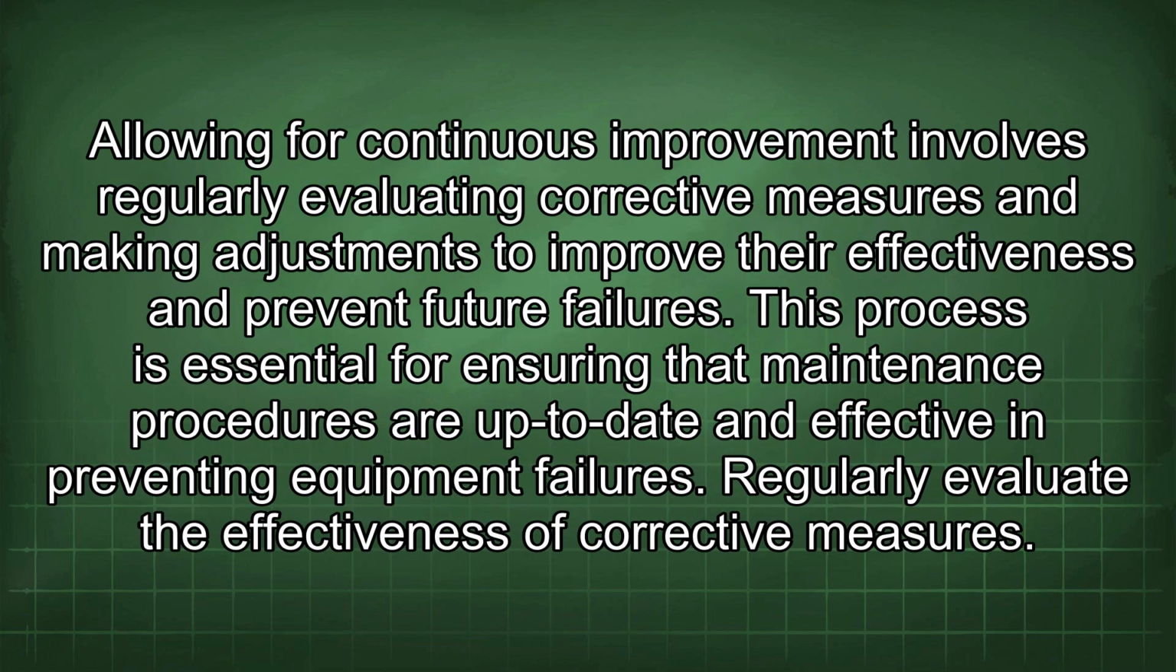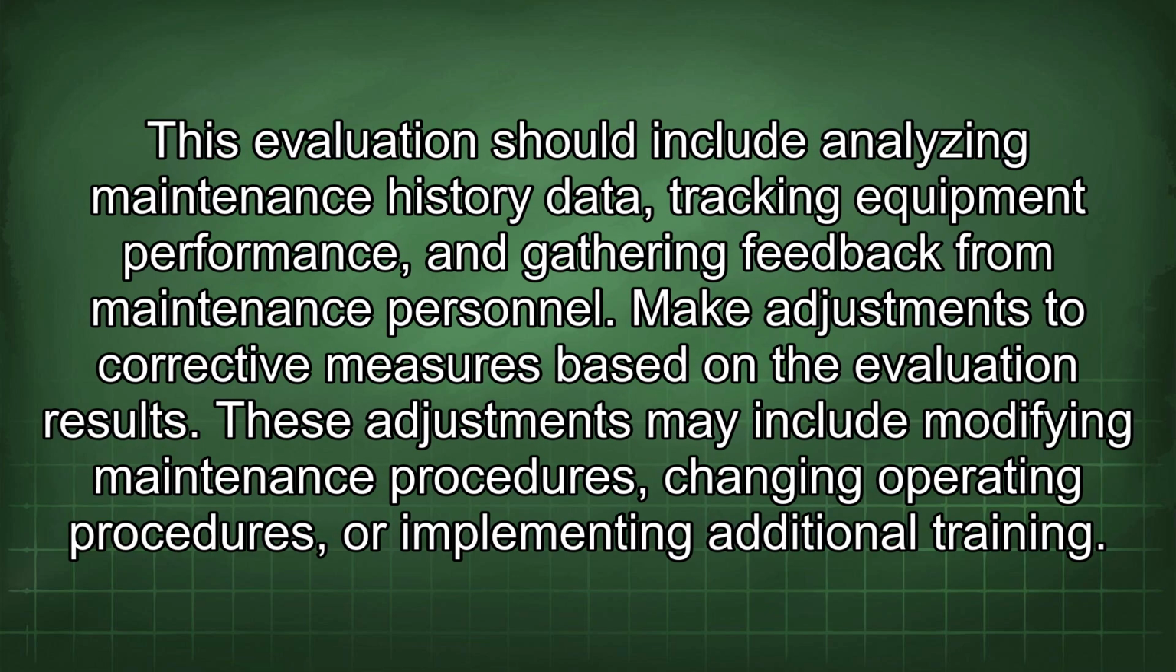Allowing for continuous improvement involves regularly evaluating corrective measures and making adjustments to improve their effectiveness and prevent future failures. This process is essential for ensuring that maintenance procedures are up to date and effective in preventing equipment failures. Regularly evaluate the effectiveness of corrective measures. This evaluation should include analyzing maintenance history data, tracking equipment performance, and gathering feedback from maintenance personnel.